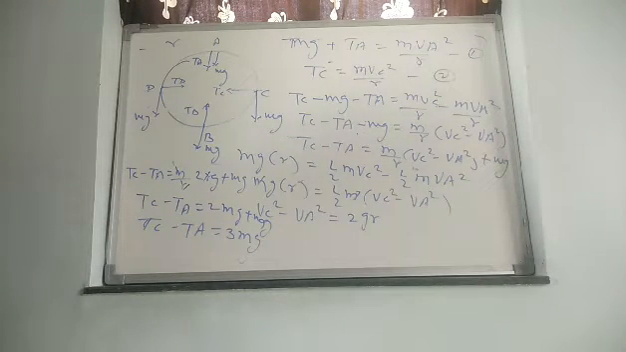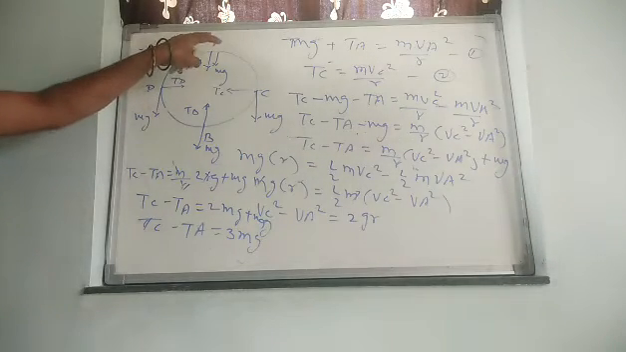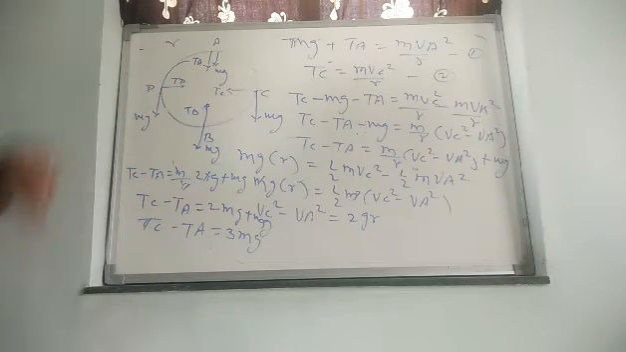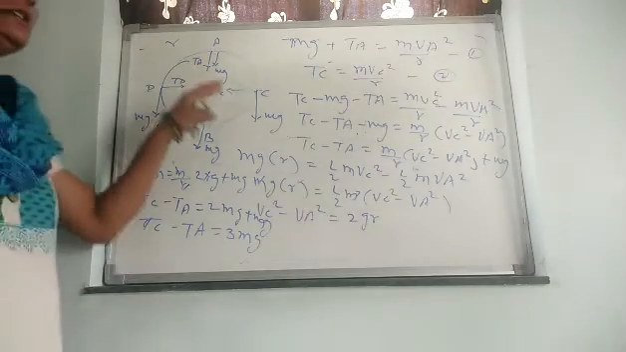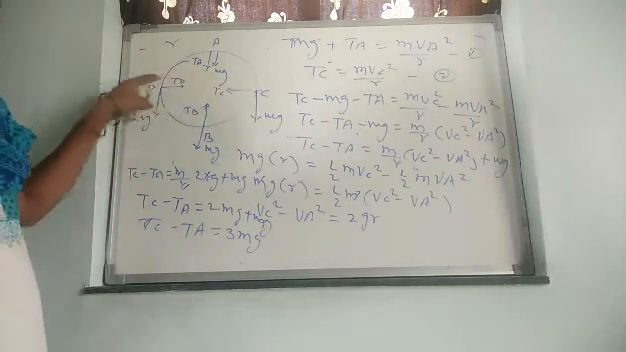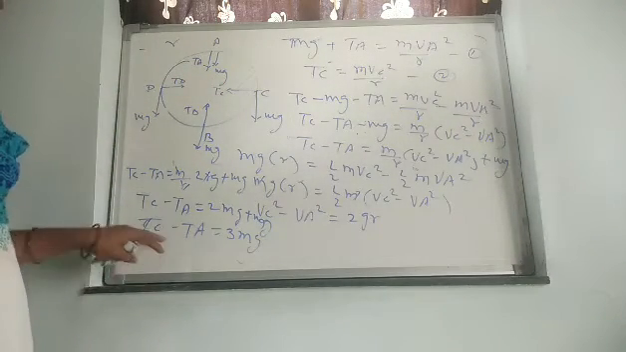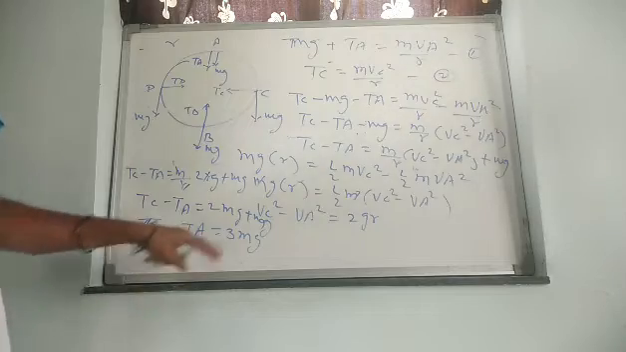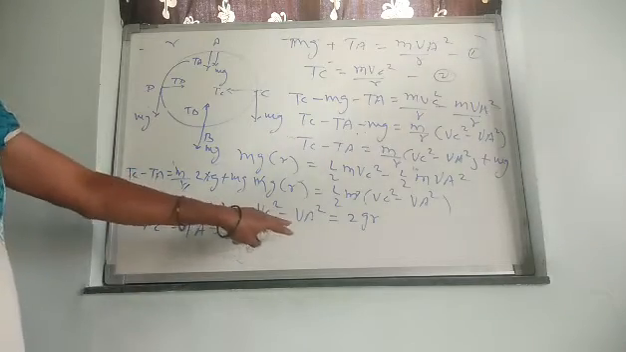This is the difference between the tensions at the uppermost point and at the horizontal position, that is C. Again here, in order to find the velocity at point C, we want to find the velocity at this point here. You can see Vc we want to find here.